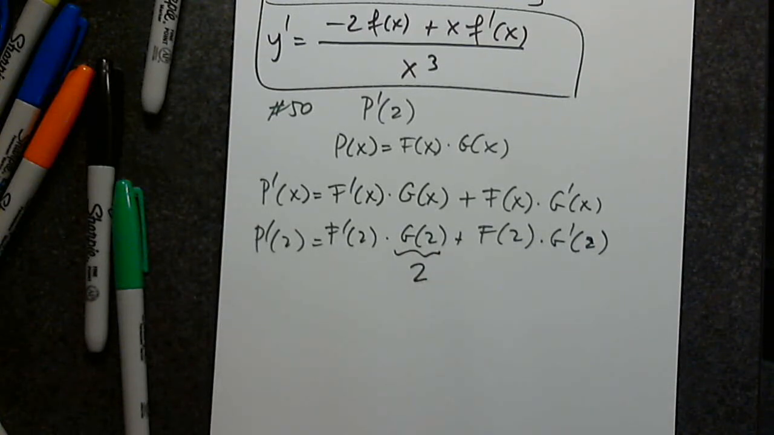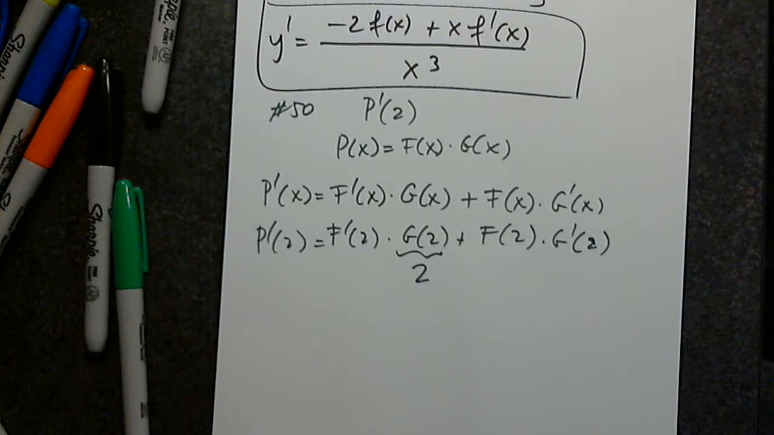Now let's determine f of 2, and f is in red. It is 3. Do you all agree with f of 2 being 3? Yes. Okay, so that is 3.